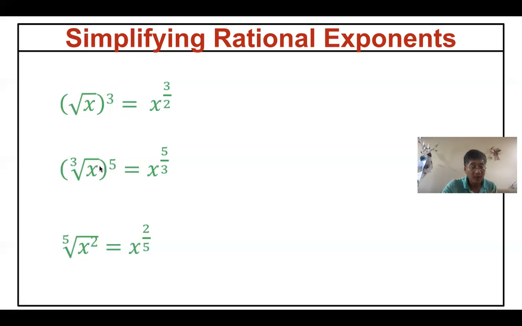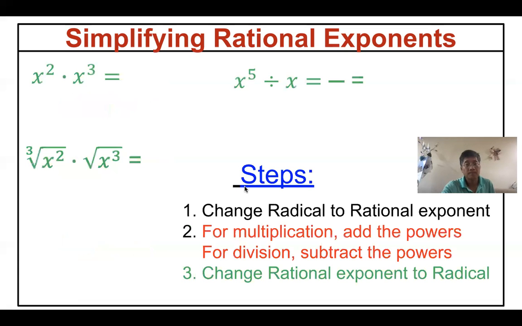These powers go to the numerator, but what is the denominator? The denominator comes from the root, even though you don't see anything here, right? You don't see anything here. This is like an invisible 2 is there. 3 goes to the denominator, 2 goes to the denominator, 5 goes to the denominator. That way you can change the radical form to the rational exponent form, right?